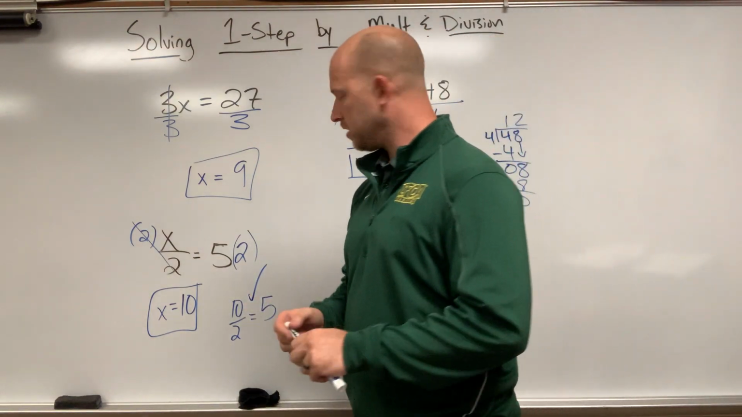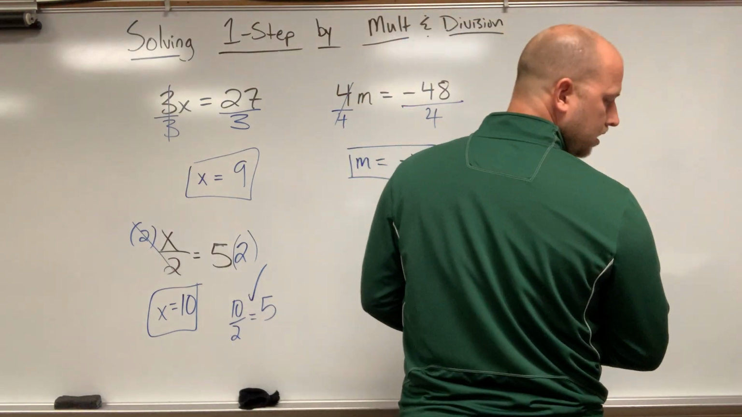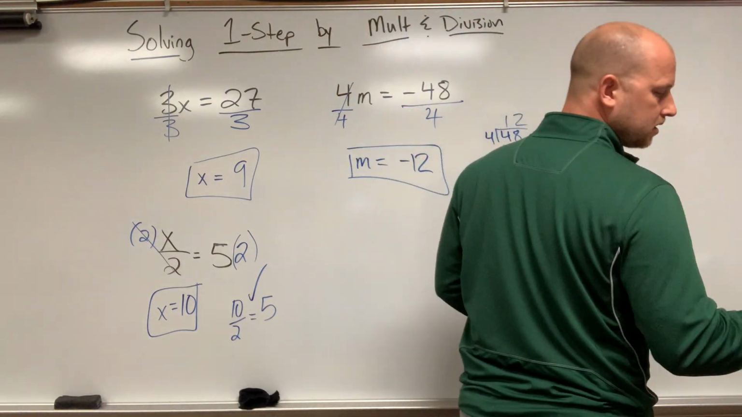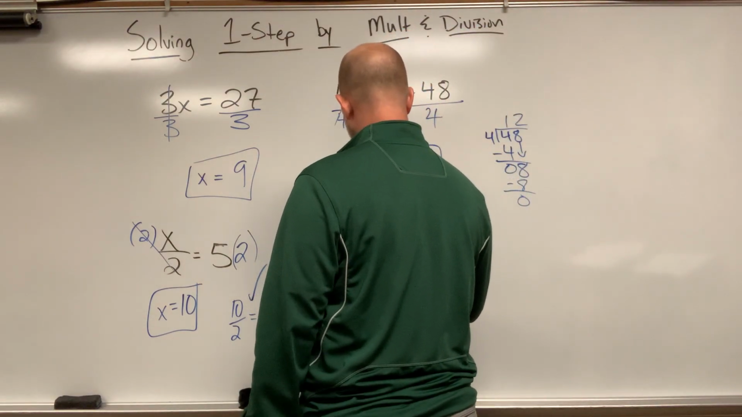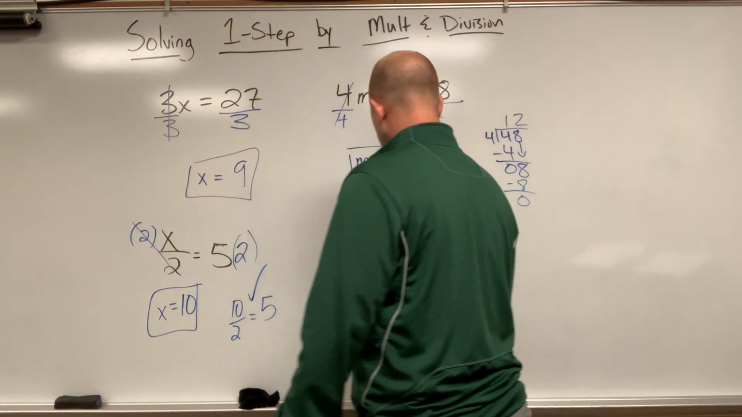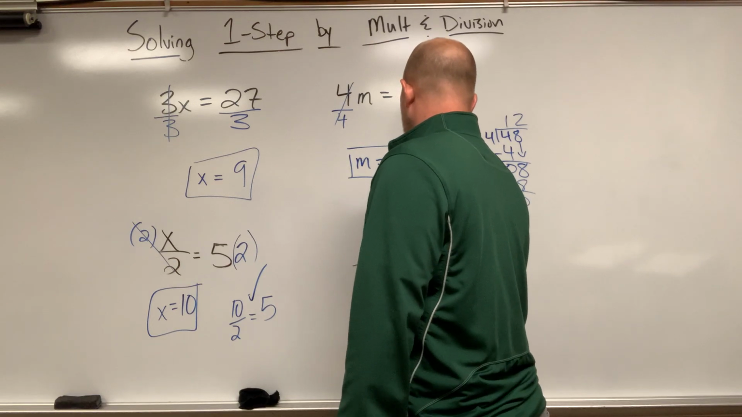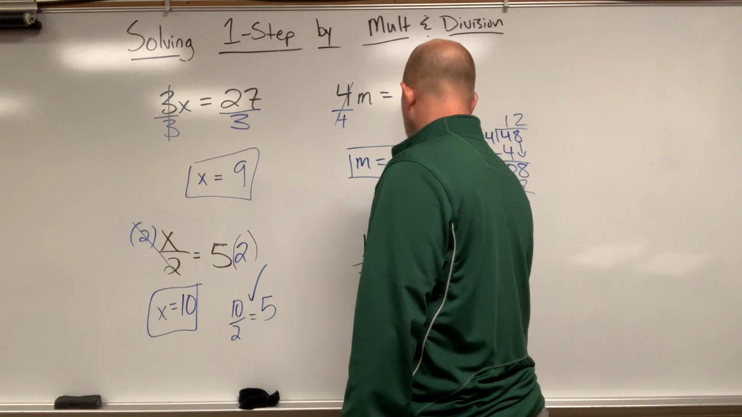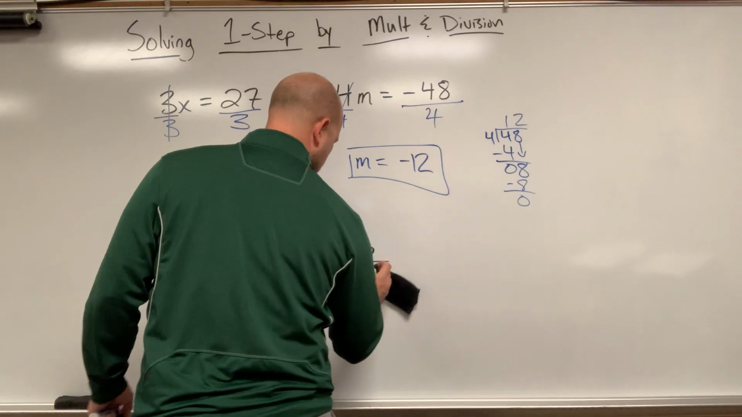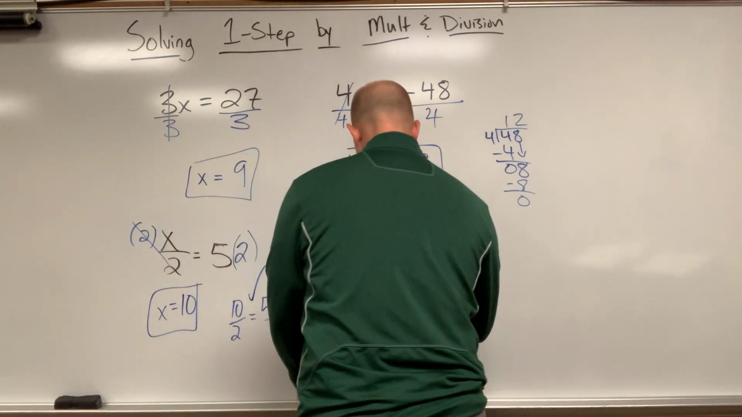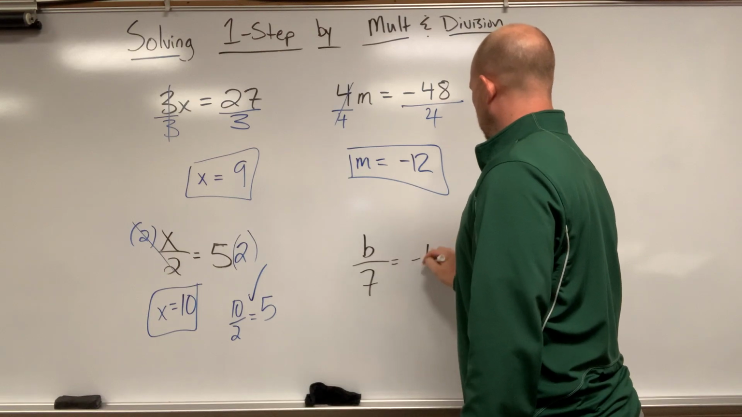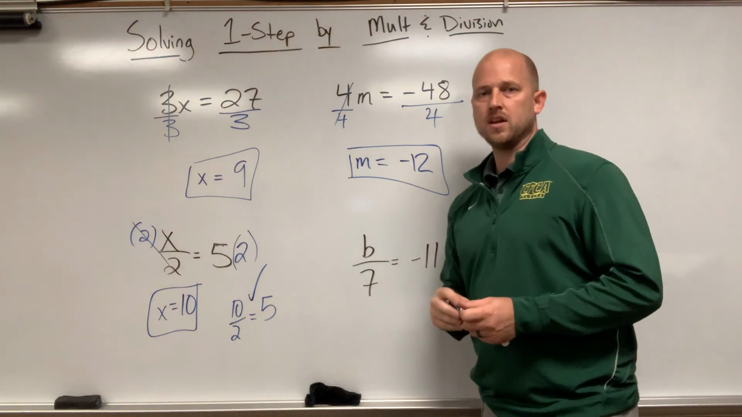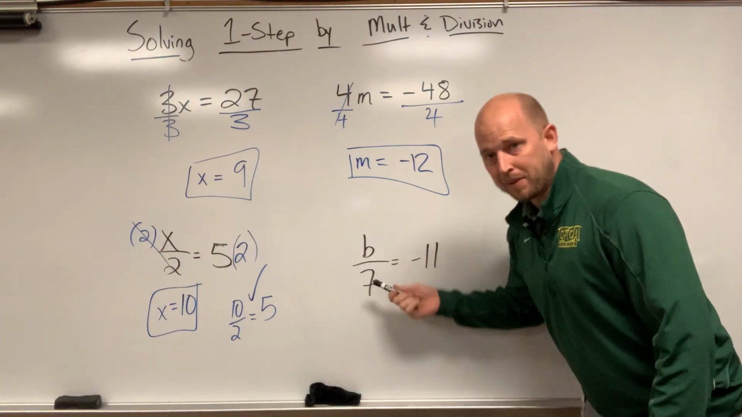Okay, let's do another one. What about, let's see, B. We didn't do a B yet, I don't think. B over 7 equals negative 11. Okay? So we have b divided by 7.